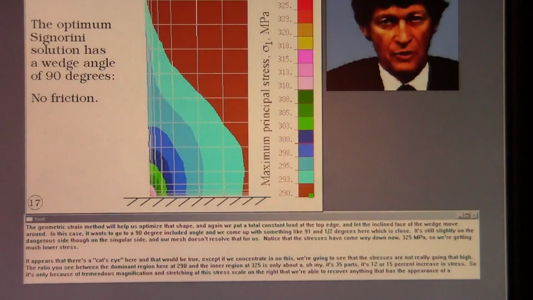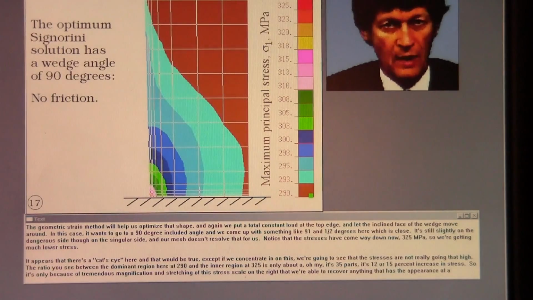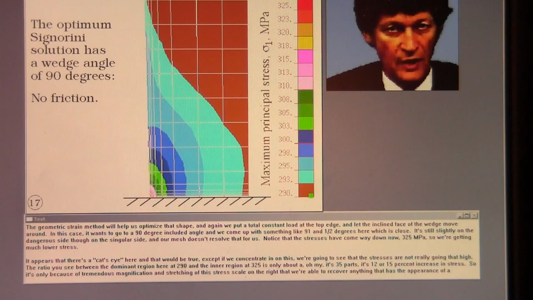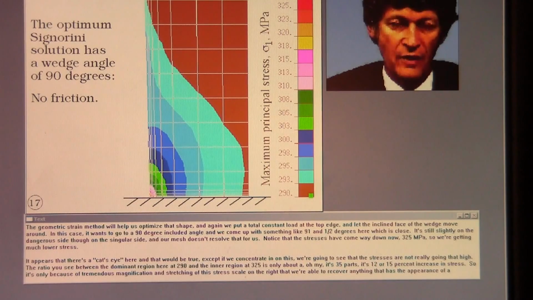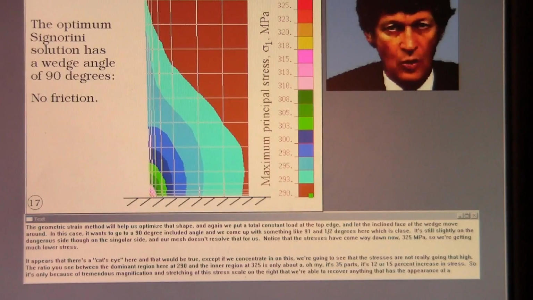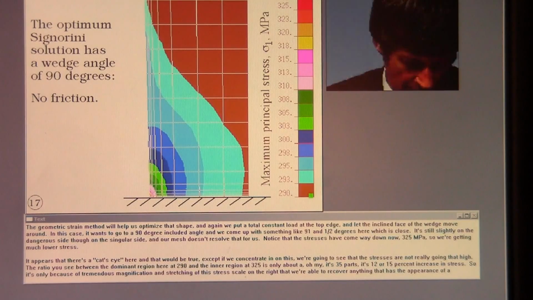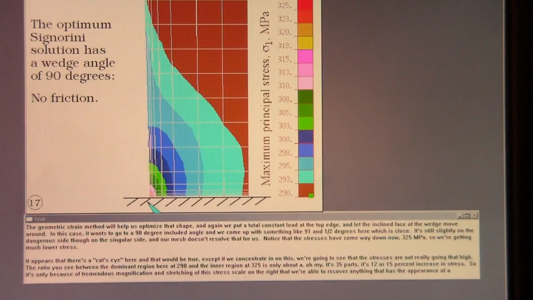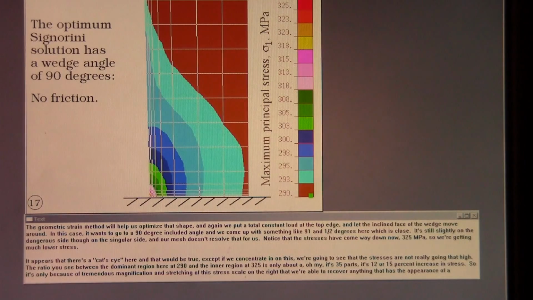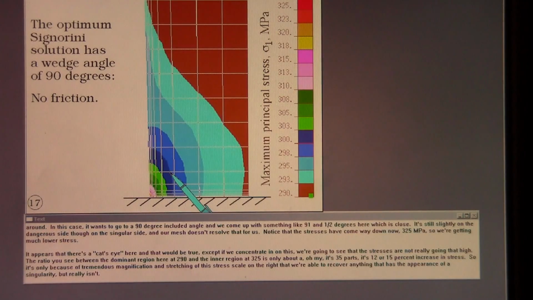Now the geometric strain method will help us optimize that shape, and again we put a total constant load at the top edge and let the inclined face of the wedge move around. In this case, it wants to go to a 90-degree included angle. And we come up with something like 91.5 degrees here, which is close. It's still slightly on the dangerous side, though, on the singular side, and our mesh doesn't resolve that for us.